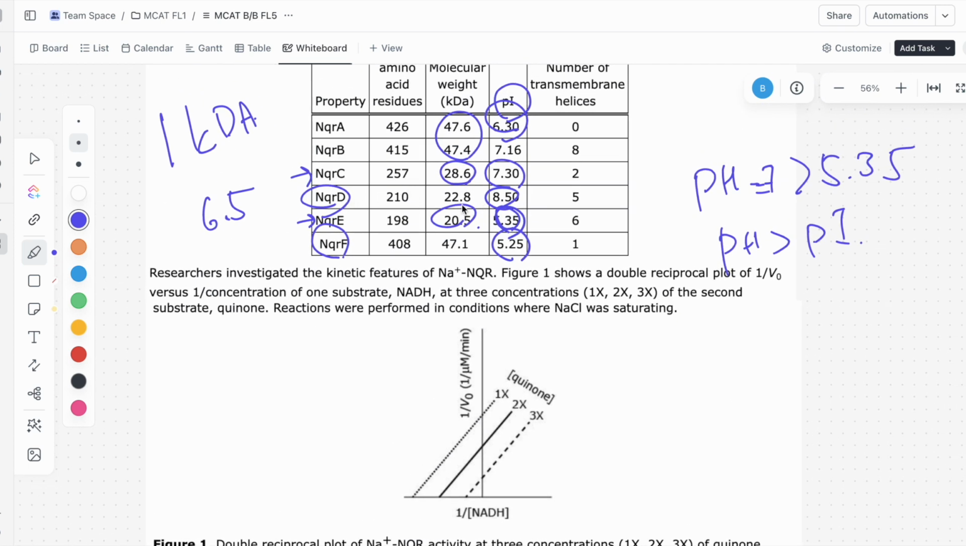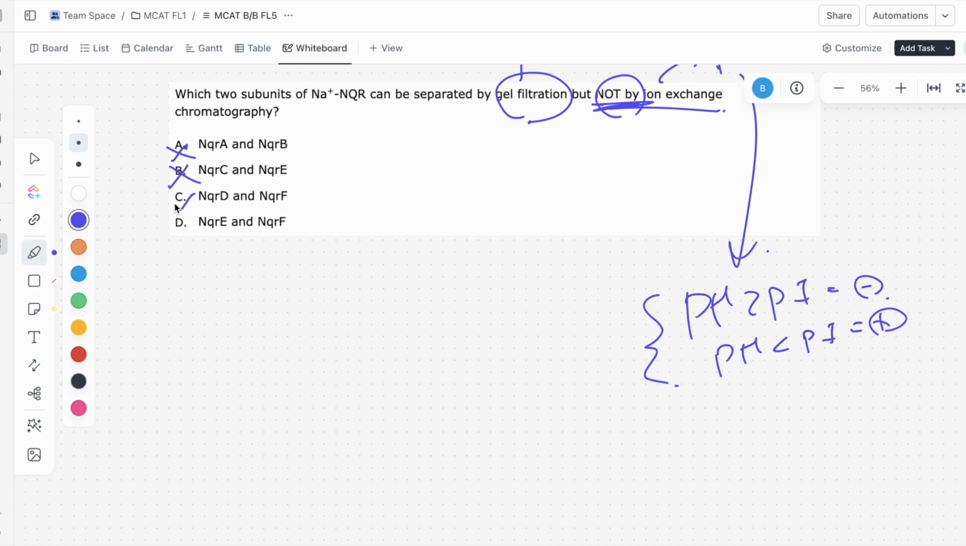D says we have a molecular weight of 22.8. F has 47.1 kilodaltons, so we know that they can be separated out by gel filtration. Let's compare the PIs. Again, the PIs are too different. This tells us we can separate by ion exchange chromatography, and we're looking for something where you cannot separate using ion exchange chromatography. So that means C has to be incorrect as well.